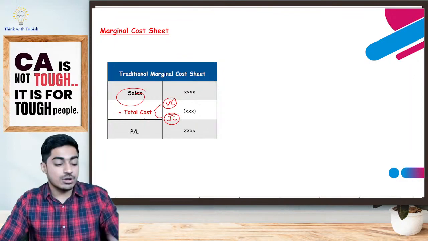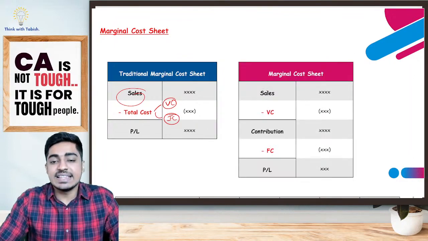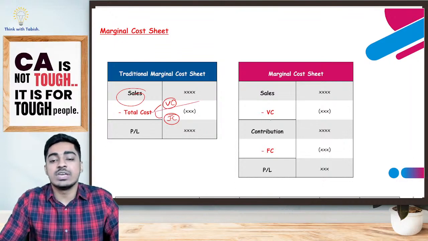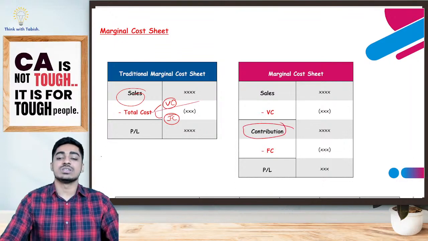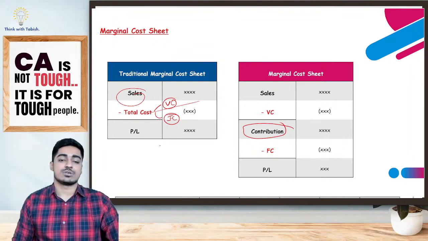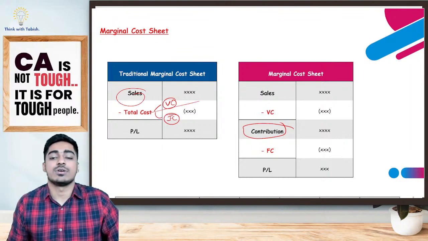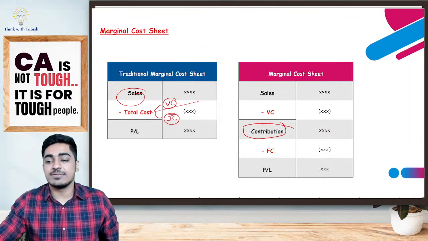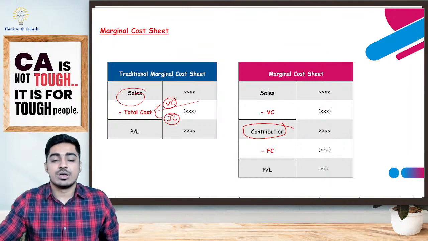So in marginal costing, what do we do? Sales minus variable cost we do. This amount, we give it a name called contribution. From that, we reduce fixed cost. We arrive at profit or loss. Is it clear, students? Same thing, just that we have added a new name called contribution. Clear, students?